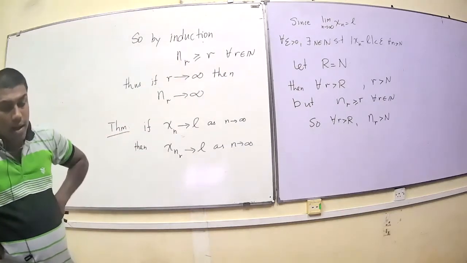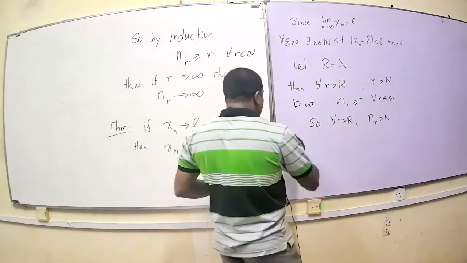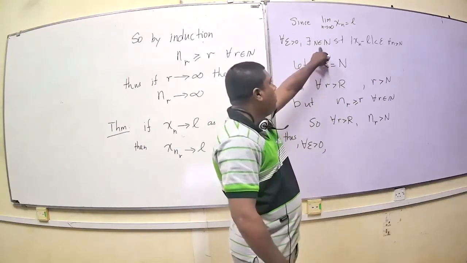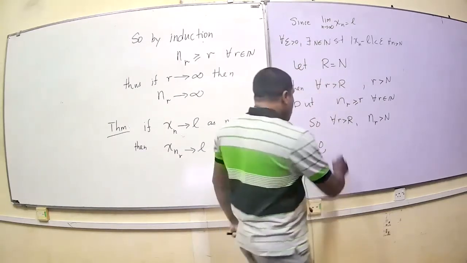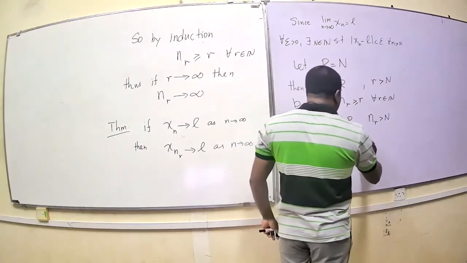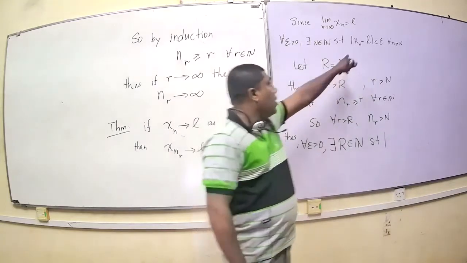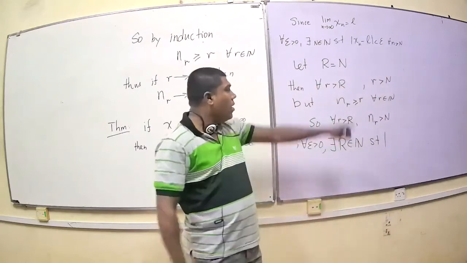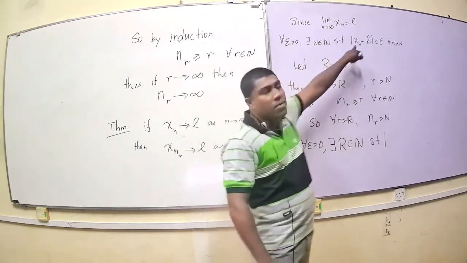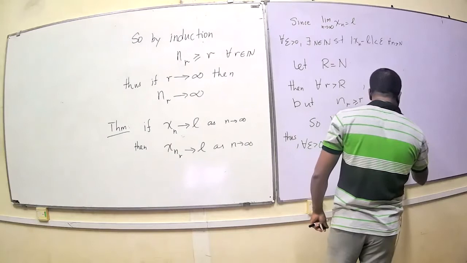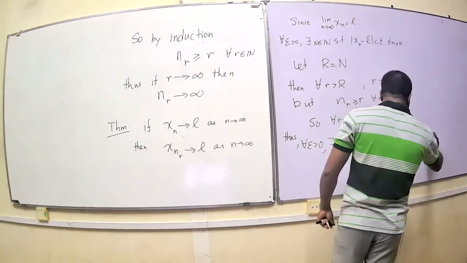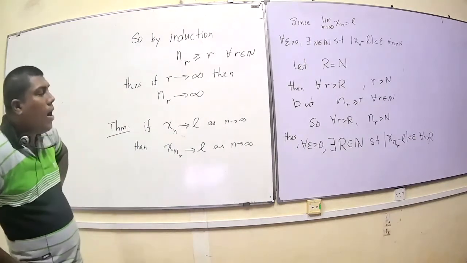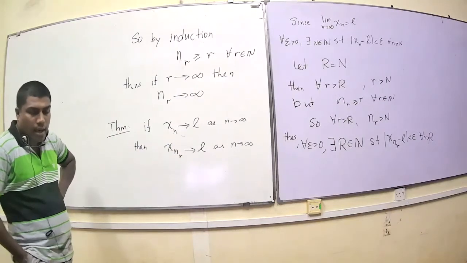So then we can apply this n_r in the limit result. Thus, for every epsilon positive, there exists N belonging to the natural numbers, but you choose N equal to R. So I can say there exists capital R belonging to the natural numbers such that for all n greater than N, the absolute value of x_n minus L is less than epsilon, but n_r is also greater than N, so n_r will work here. So the absolute value of x_{n_r} minus L is less than epsilon for all r greater than R.